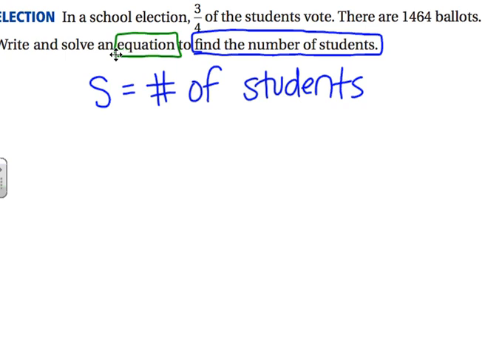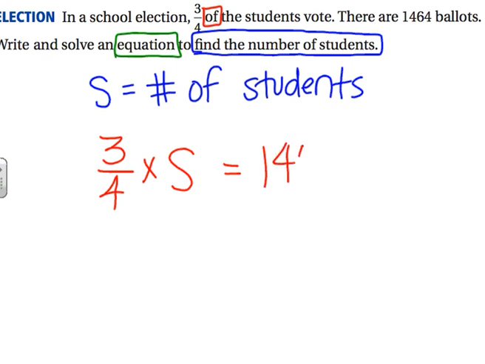Okay, it says 3/4 of the students vote. Just as kind of a hint, most of the time when you see the word of, that's going to represent multiplication. Okay, so I'm going to do 3/4 of the number of students. So 3/4 times s, or 3/4 s. Okay, whatever we get for that has to equal the 1,464 ballots that we ended up with at the end of the election.